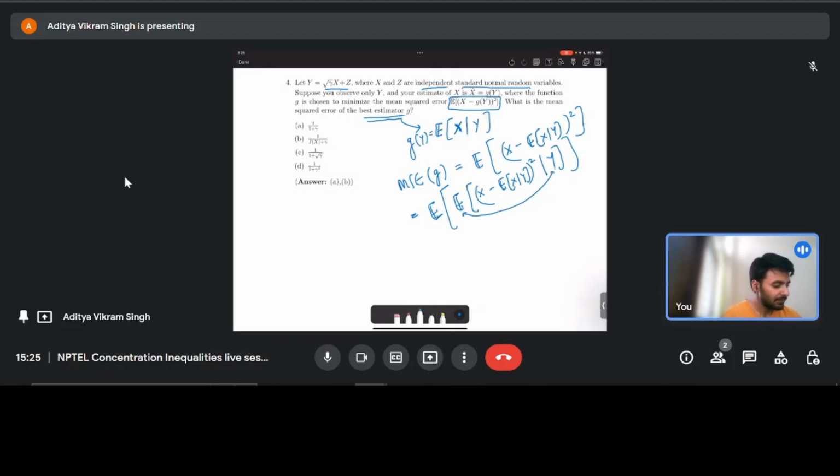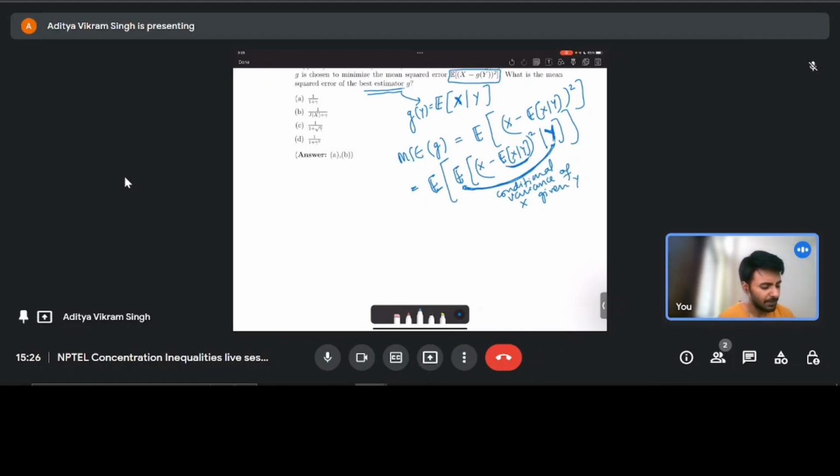So what does this mean? If you fix y, if you know y, this thing is the conditional mean, right? And so this entire inner expectation becomes the conditional variance, the conditional variance of x given y. So we basically want to compute the conditional variance of x given y. Okay, so what would that be?